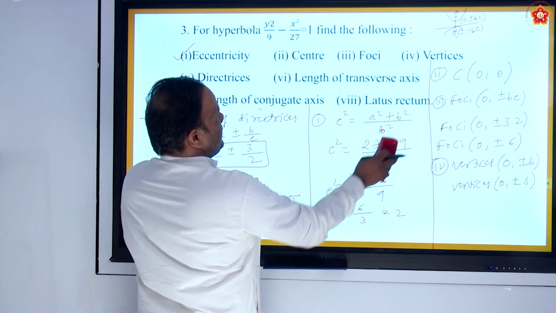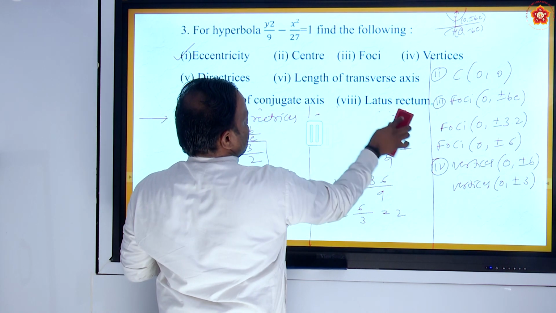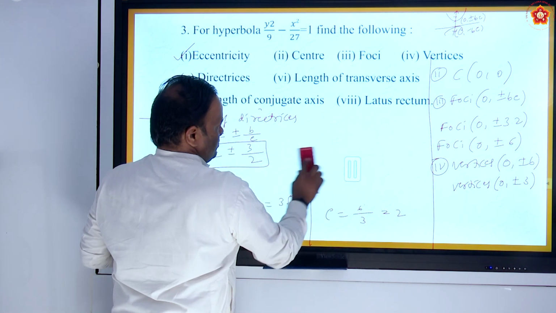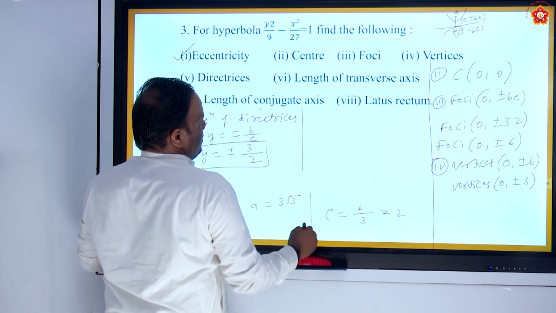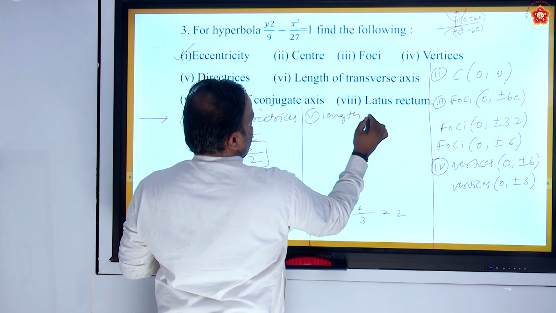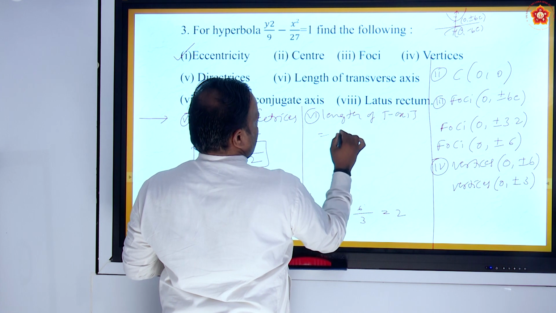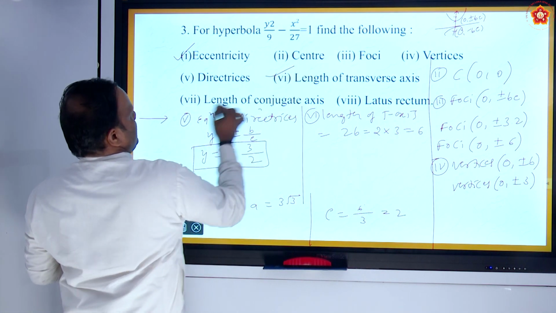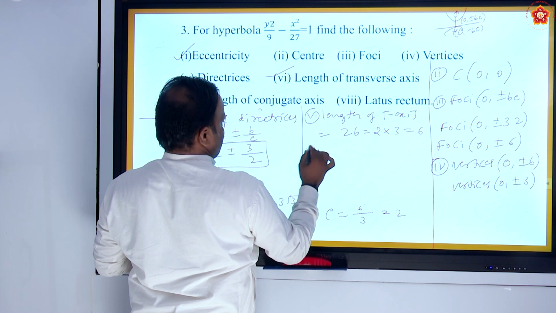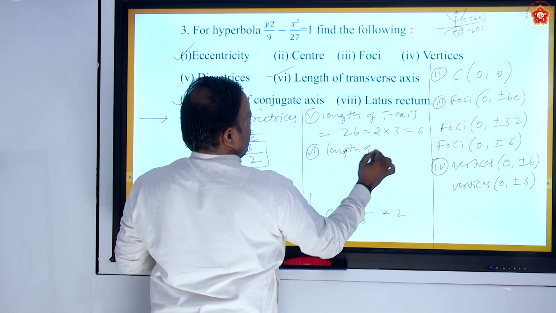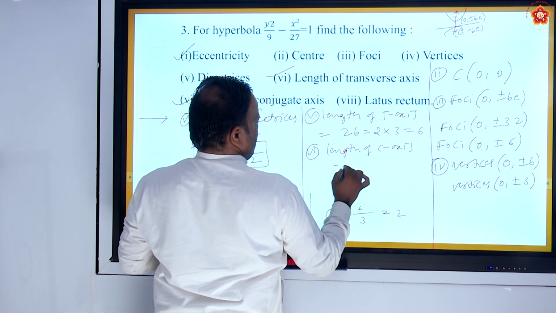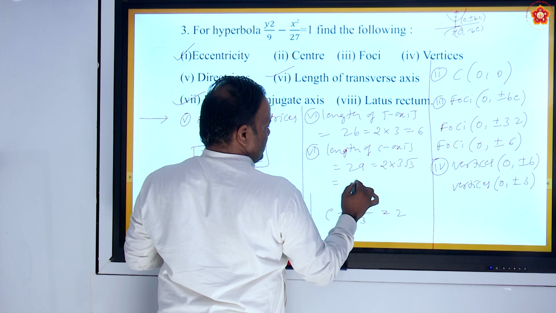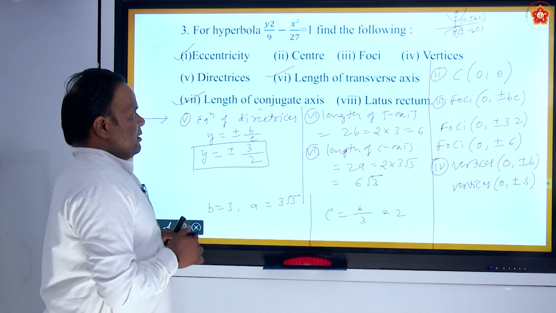What is the length of the transverse axis? In the second type, the length of the transverse axis is 2b, which is 2 into 3, that is 6. Next, the length of the conjugate axis is 2a, equal to 2 into 3 root 3, which is 6 root 3.